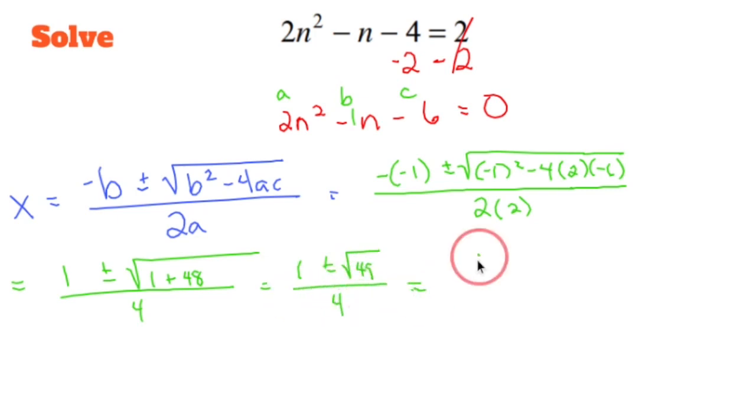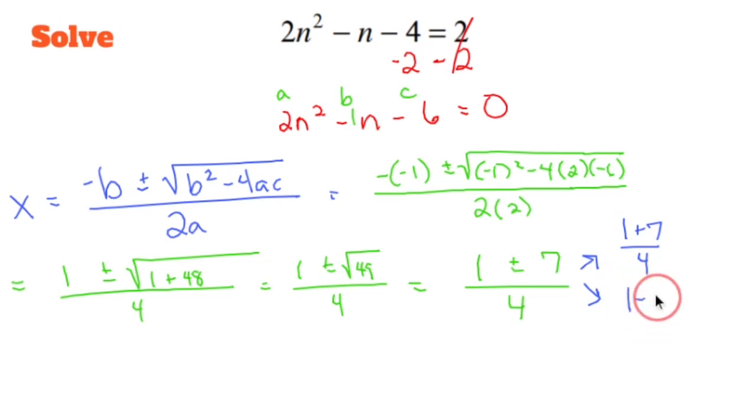This gives us 1 plus or minus 7 over 4. Now at this part, we are going to split this up into 2. One is going to be 1 plus 7 over 4, because it's positive or negative, and the other one is going to be 1 minus 7 over 4. 1 plus 7 over 4 is 8 over 4, which becomes 2. So one of my answers is going to be not x, but n equals 2.